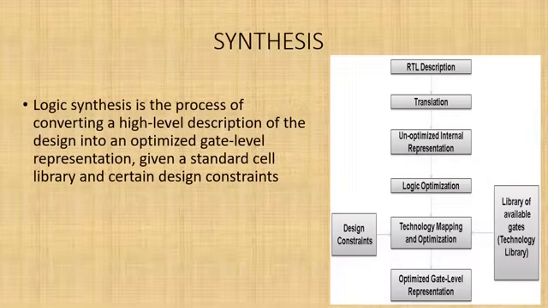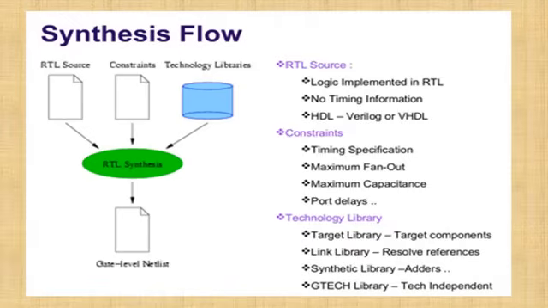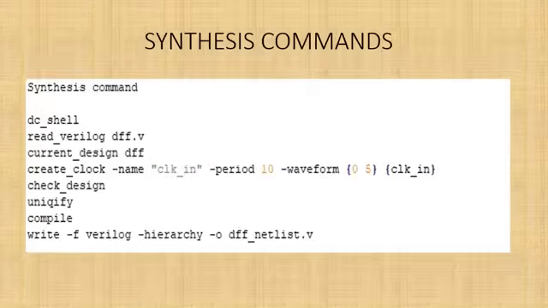To understand synthesis: synthesis goes through three main steps, that is translation, optimization, and mapping. During translation, the code is converted into hardware, or the gate level representation internally. After that, it will optimize the gate level structure into minimized hardware. Then it will map to the technology specific or target specific libraries. The synthesis flow has RTL source, constraints, and technology libraries as input, and it provides the gate level netlist.